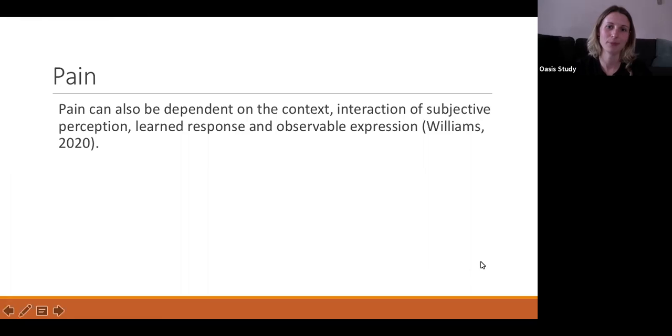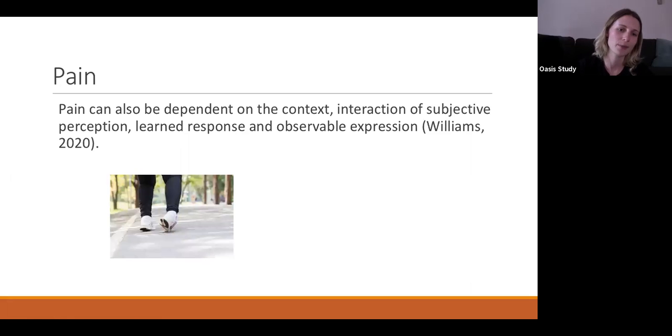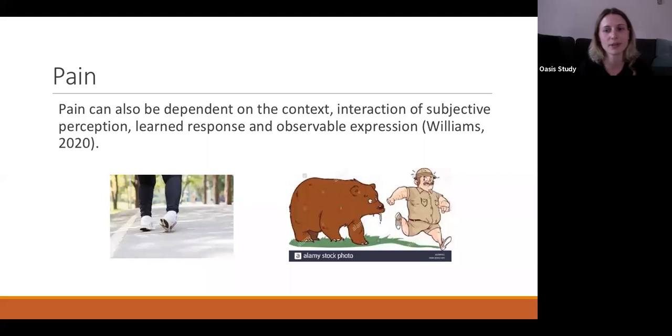Next, pain can be dependent on the context, the interaction of subjective perception, some learned responses, and observable expressions. I'm just going to give an example here. In case number 1, somebody is walking down the street and rolls their ankle. In case number 2, somebody rolls their ankle while trying to run away from a bear. I'm asking you a question: in which situation do you think the individual will experience more pain? I'll let you think about that for a little second.